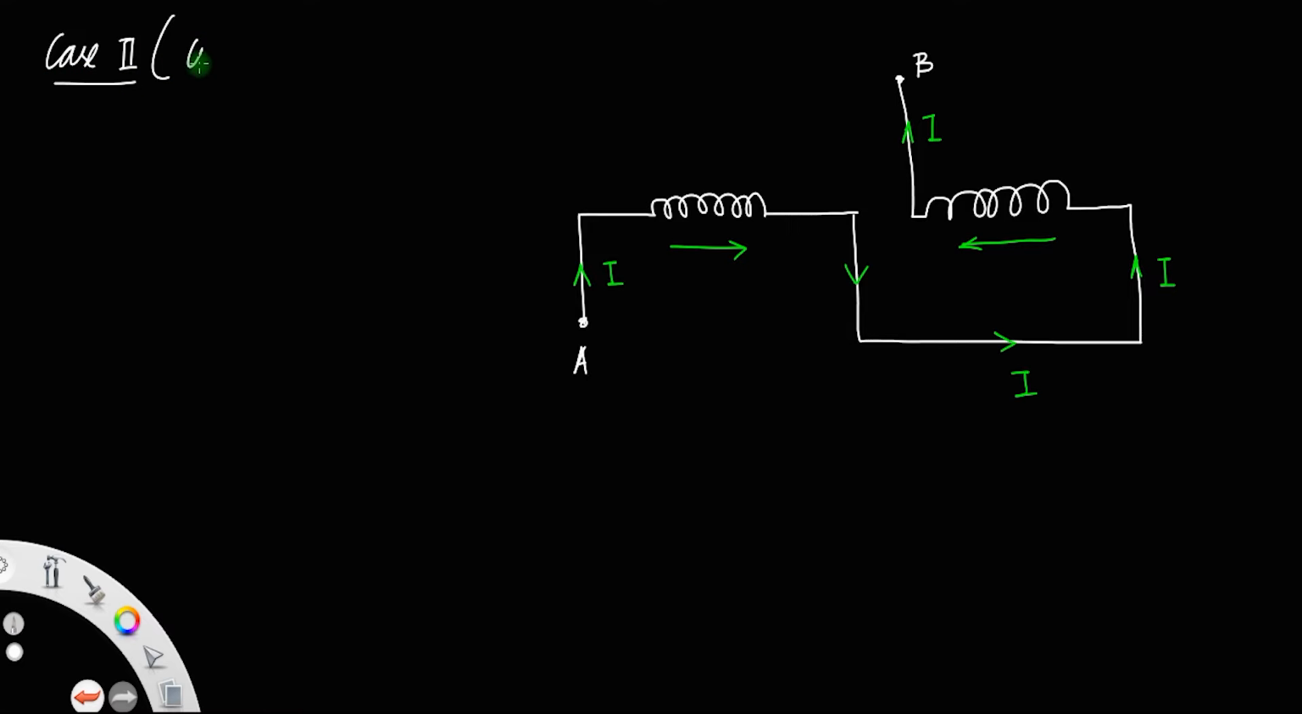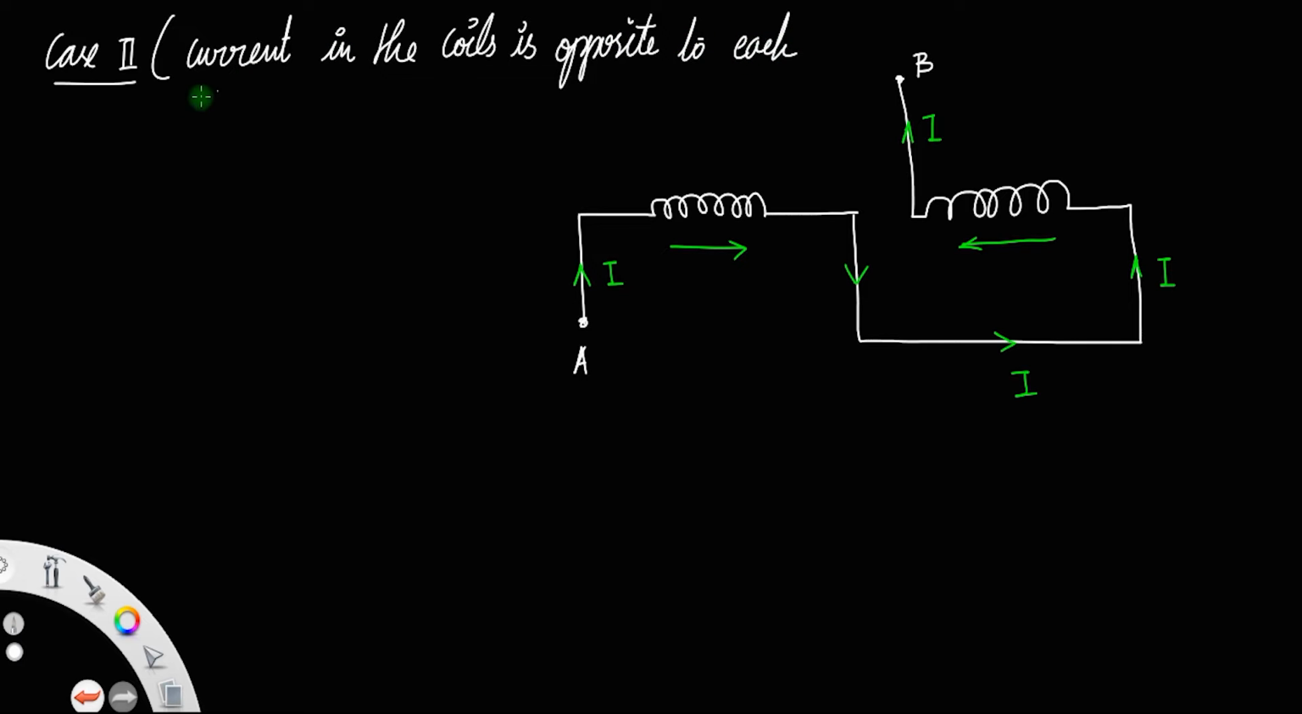That is, current in the coils is opposite to each other in direction. Clear? So in this case, how will you find the equivalent inductance? Now let's consider the inductance of the first coil as L1 and the self-inductance of the second coil as L2. Also the mutual inductance of this system of coils be M.